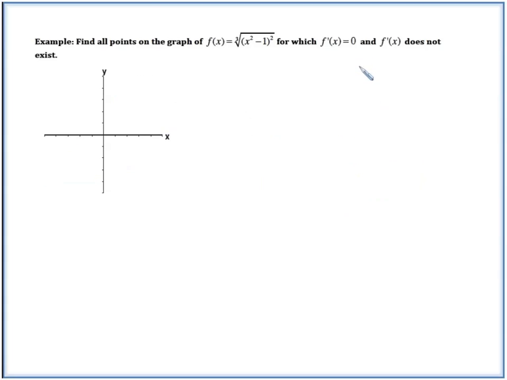Alright, next we want to look at an interesting example and how we can use the derivative to really find where the derivative equals 0 and where the derivative does not even exist. So we want to find all the points on the graph of this function here where the derivative is 0 and where the derivative does not exist. Okay, so let's go ahead and do this. So if we have a radical, we do want to rewrite this using fractional exponents.